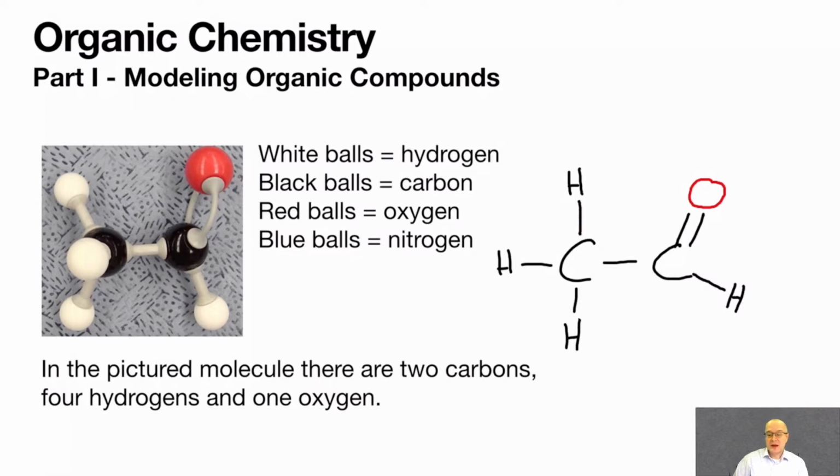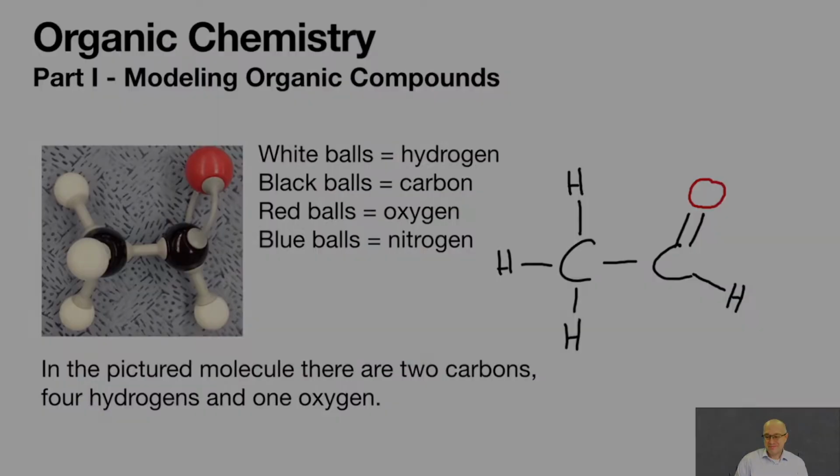That's how you do it. That's how you take a model and translate it into a drawing. This happens to be what we call an expanded structural formula. Okay? And that's how you do part 1. And you're going to identify the family of compounds, or the class of compounds as well. This happens to be an aldehyde. All right, guys, that's part 1.